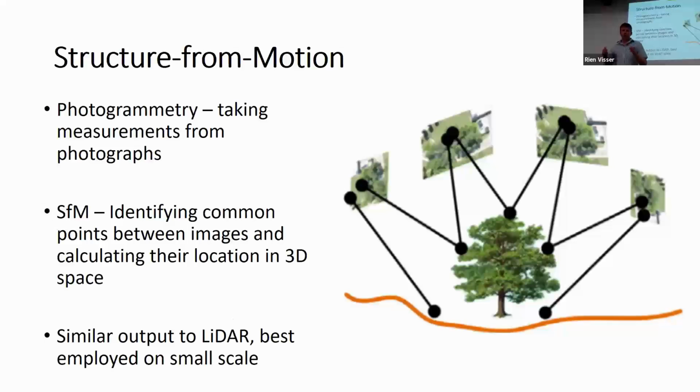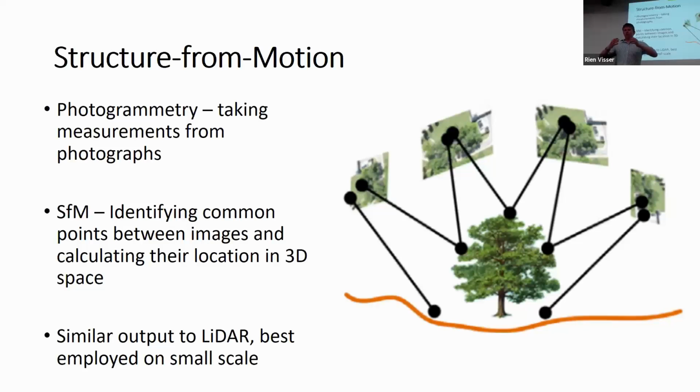So my proposal is that we can use this technology called Structure from Motion photogrammetry to measure these piles instead. Photogrammetry is the science of taking measurements from photographs. It's been around since the World Wars, where it was used to identify enemy positions. Structure from Motion has been developed as a branch of photogrammetry with recent advances in computing power.